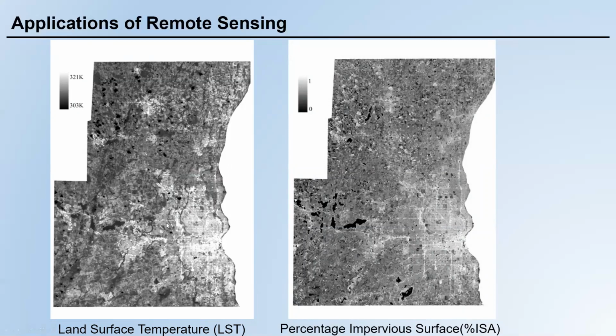So if you compare the left side and right side, you can say there is very high positive correlation between land surface temperature and percentage ISA. It means that these materials are responsible for land surface temperature. A lower percentage ISA, lower temperature; higher percentage ISA, higher temperature.